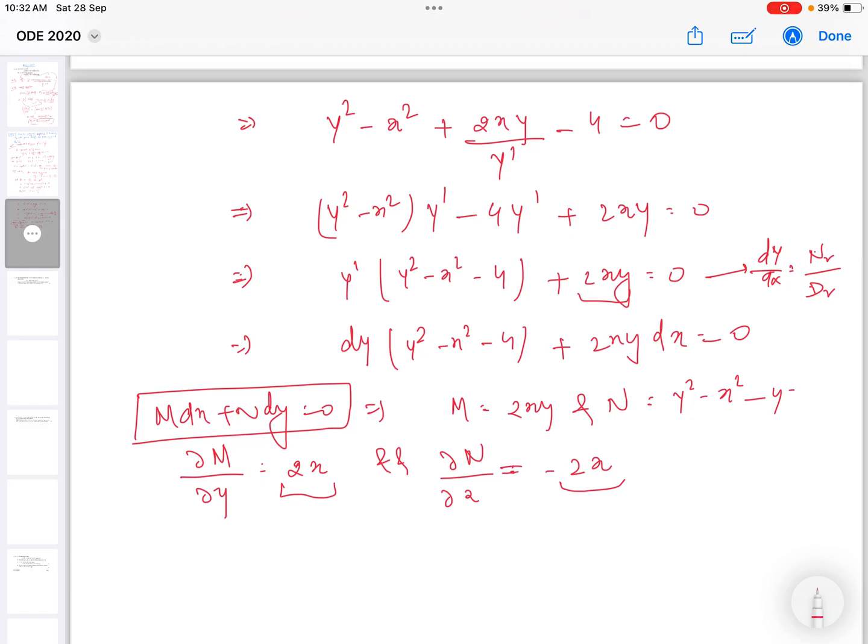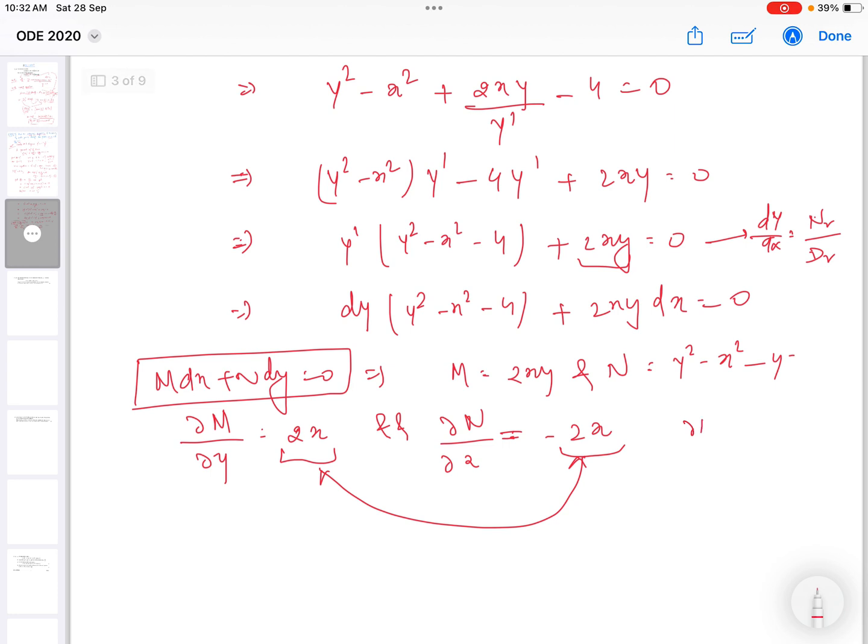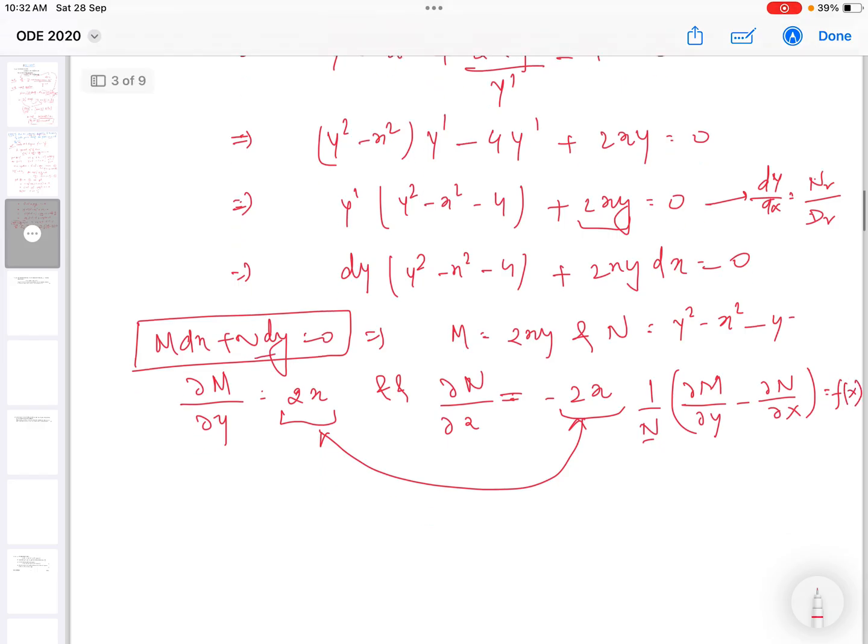Fine. So it's also a very general way to solve a differential equation. If both of them become equal, then it would be exact and we could have applied the exact formula. But another form is there, where del M by del y minus del N by del x, divided by N, is a function of x. N is associated with x, so it should be a function of x.